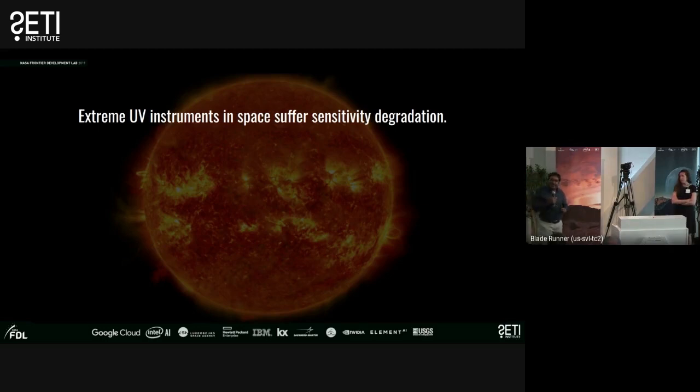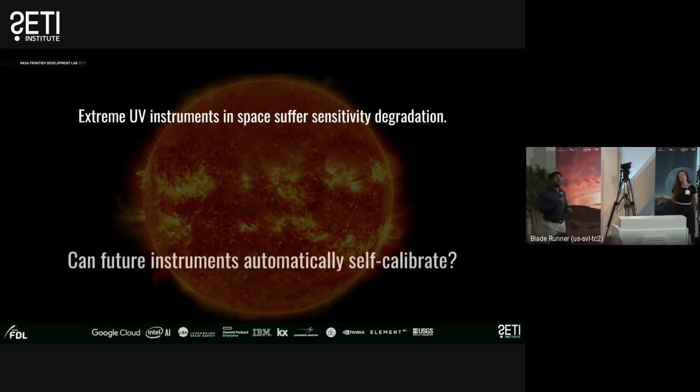The current calibration techniques that we have are sounding rockets, which are expensive. At the same time, they are complicated and really infrequent. So before beginning this program, we asked ourselves a question: can we design future instruments that can automatically self-calibrate? Well, the answer is yes. And machine learning paves the way.